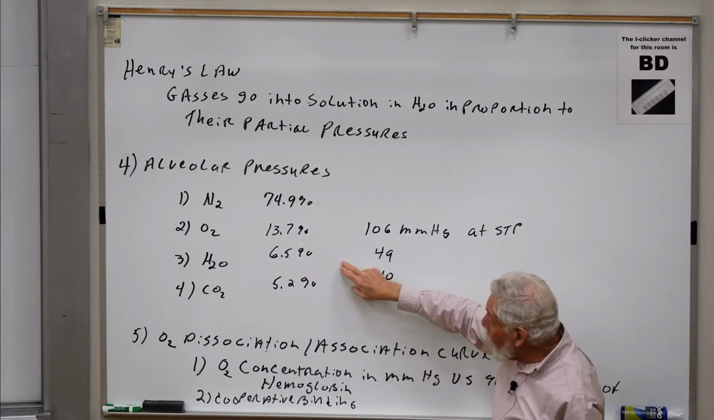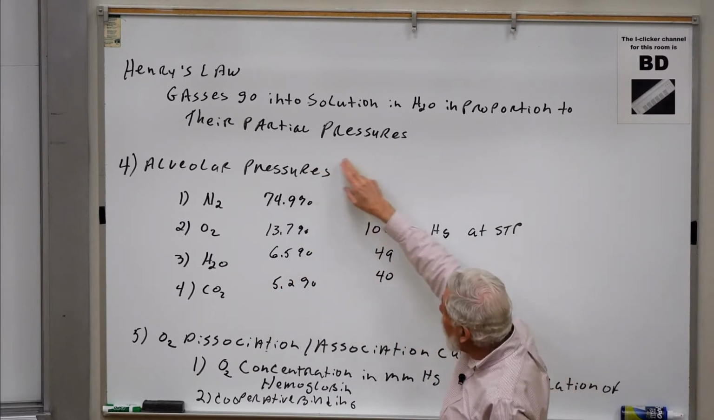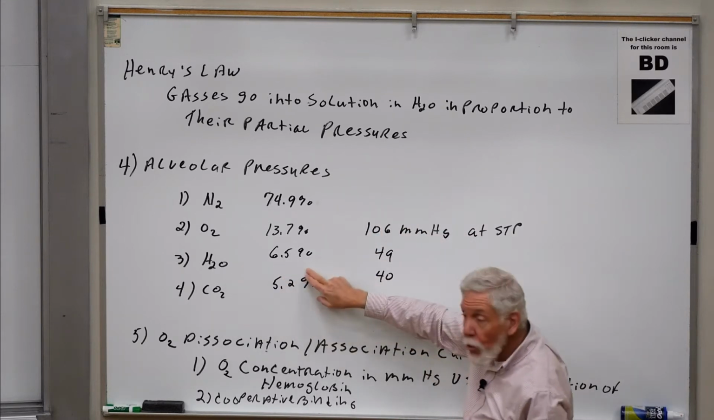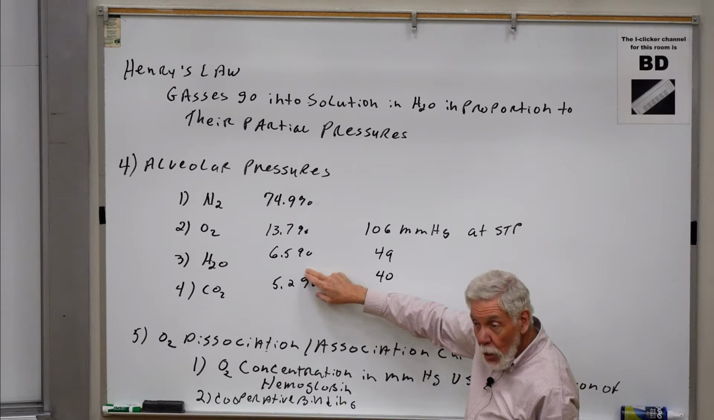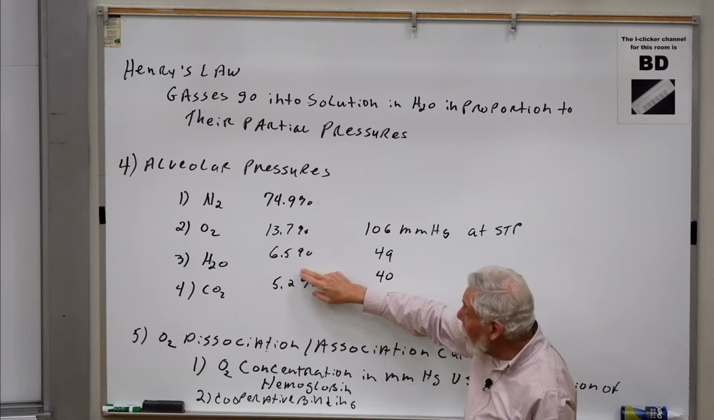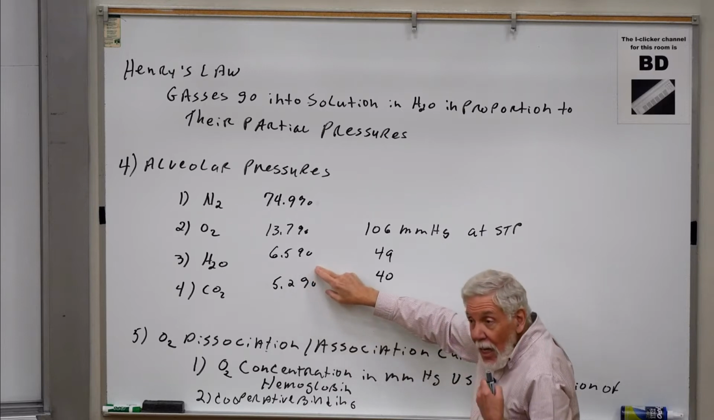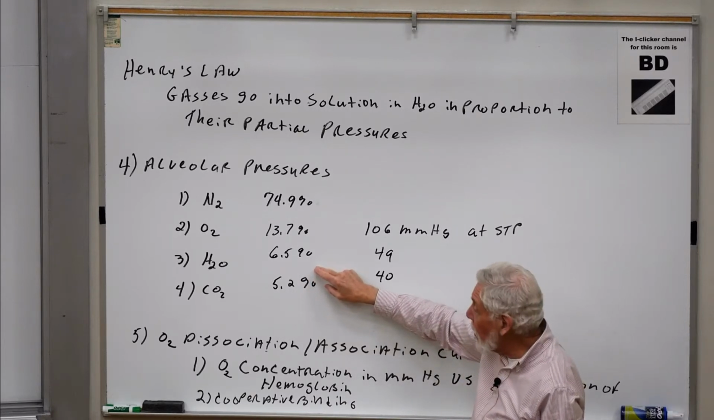And what we also find, because of all of this water layer over the top of the epithelial cells, is that the water concentration is down around 6.5%. So it's making a significant contribution. This is basically, in this confined space, 100% relative humidity.